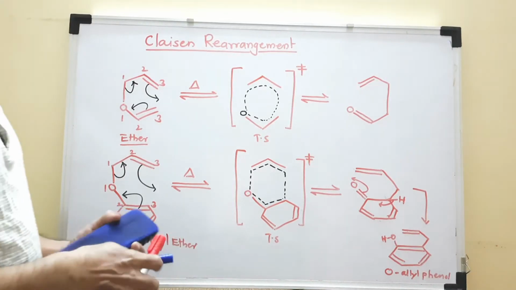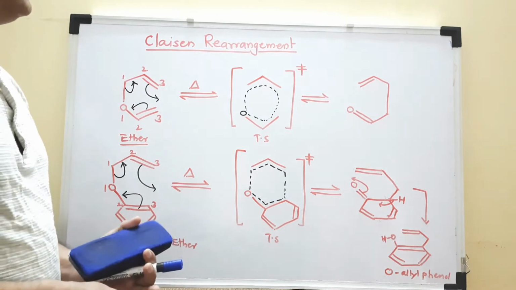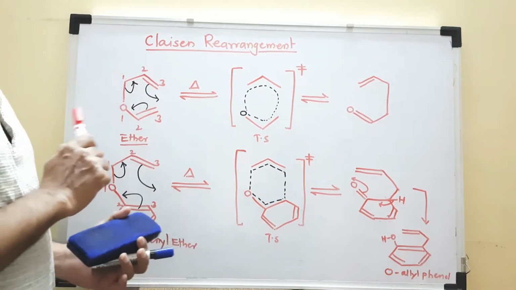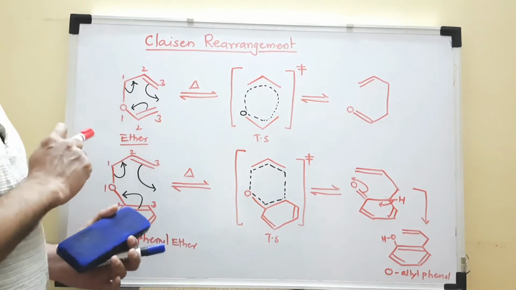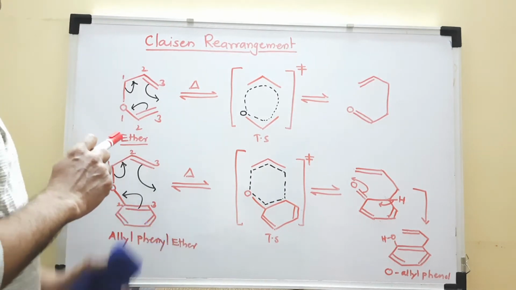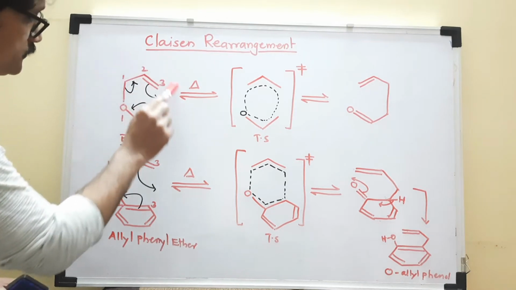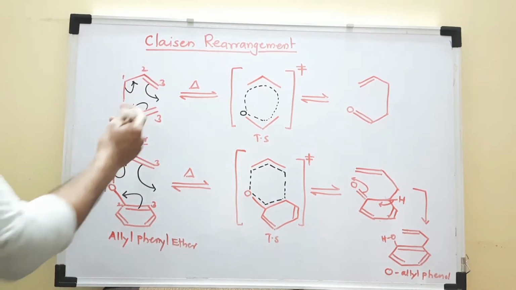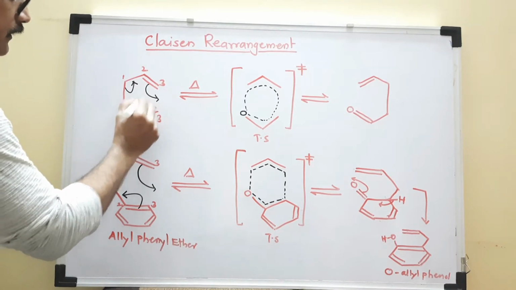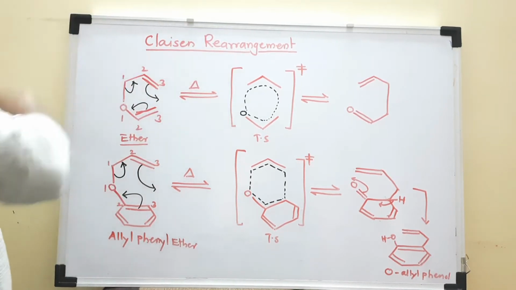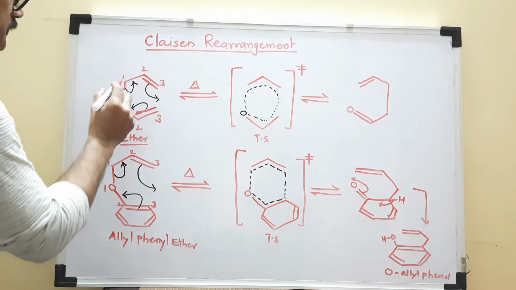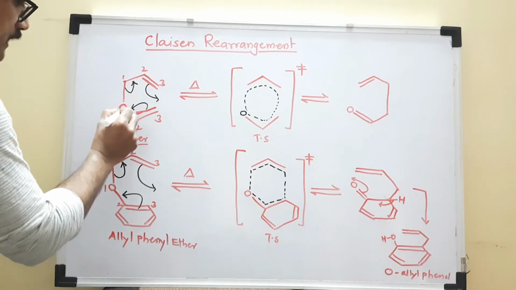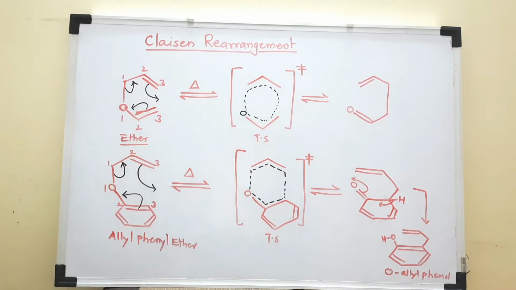Now we are discussing Claisen rearrangement. This is very similar to the Cope rearrangement. To understand this Claisen rearrangement, you carefully watch this substrate, this starting material. This is a diene. In Cope rearrangement, we use a diene. The only change here is that instead of a carbon, I just added oxygen.